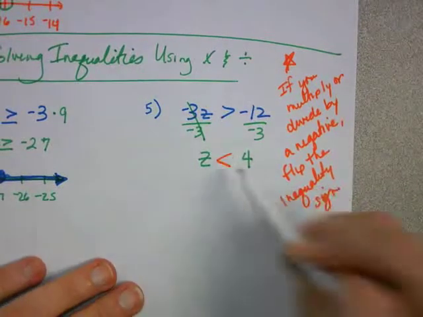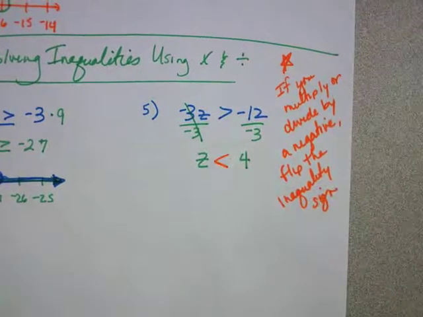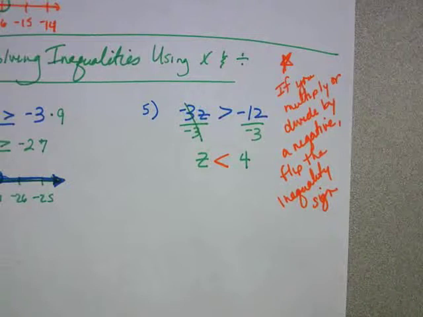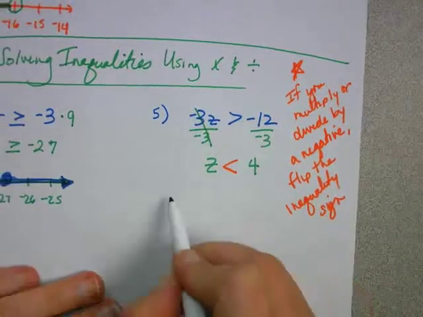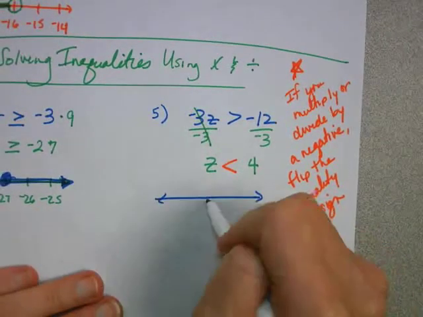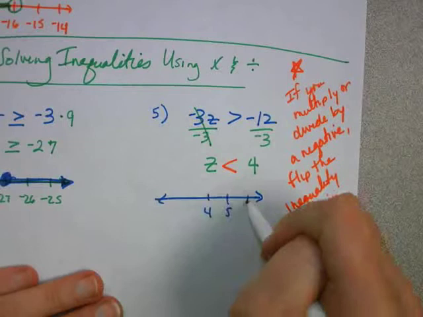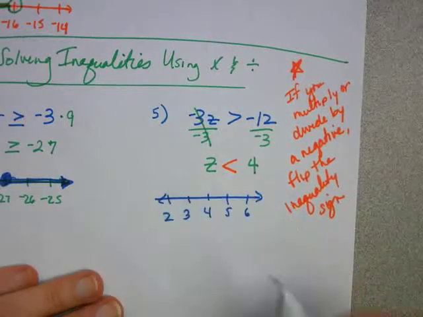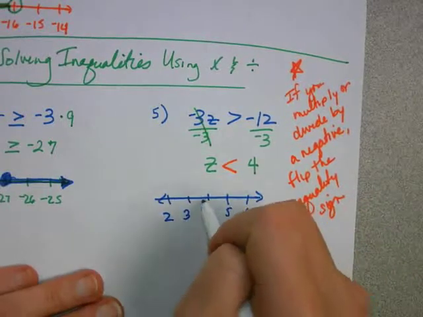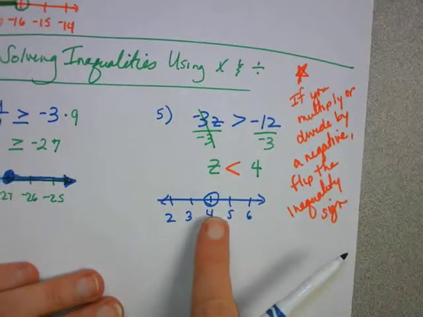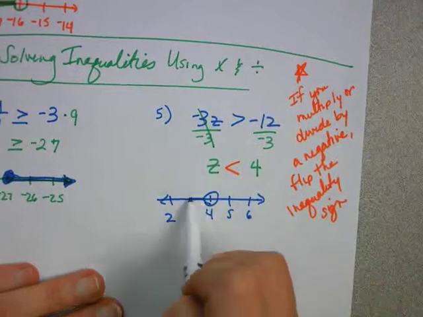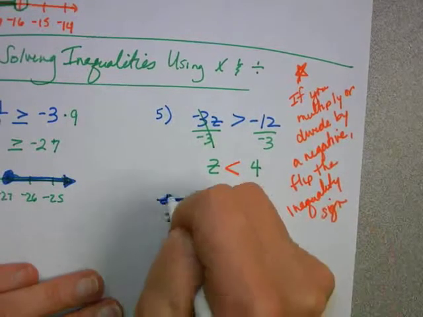And then to do my number line, I'm going to do what we've been doing here. 4, 5, 6, 3, and 2 on this side. It's less than but not equal, so it's an open circle. Make sure it's very obvious it's an open circle. If you get it too small, it may look like a closed circle to me. So make sure it's nice and open, and then it's shaded to the left.